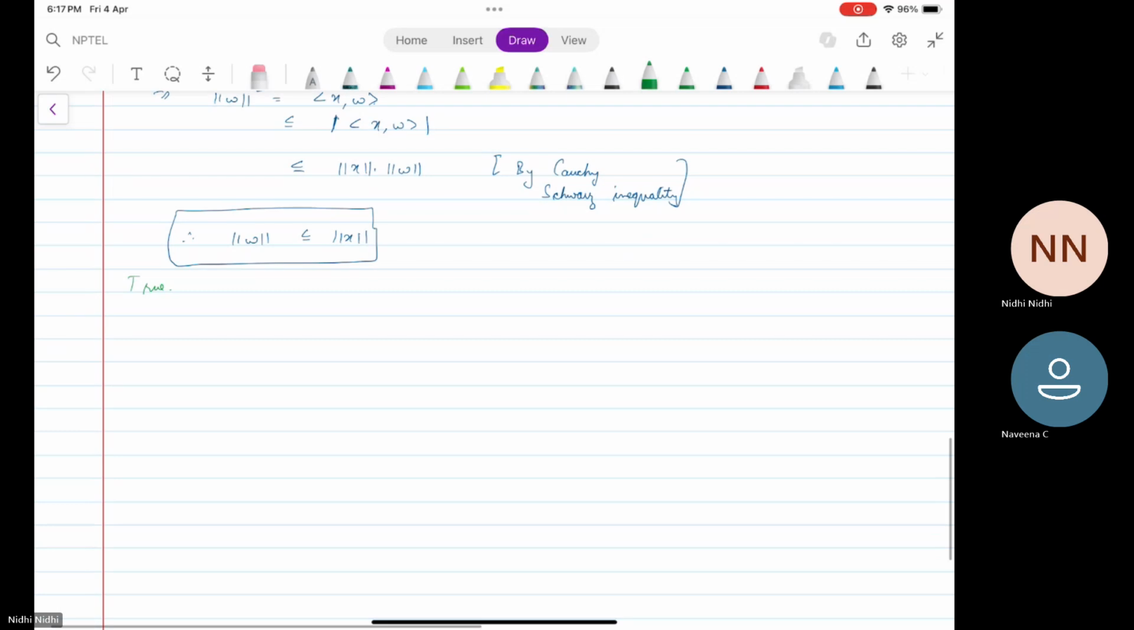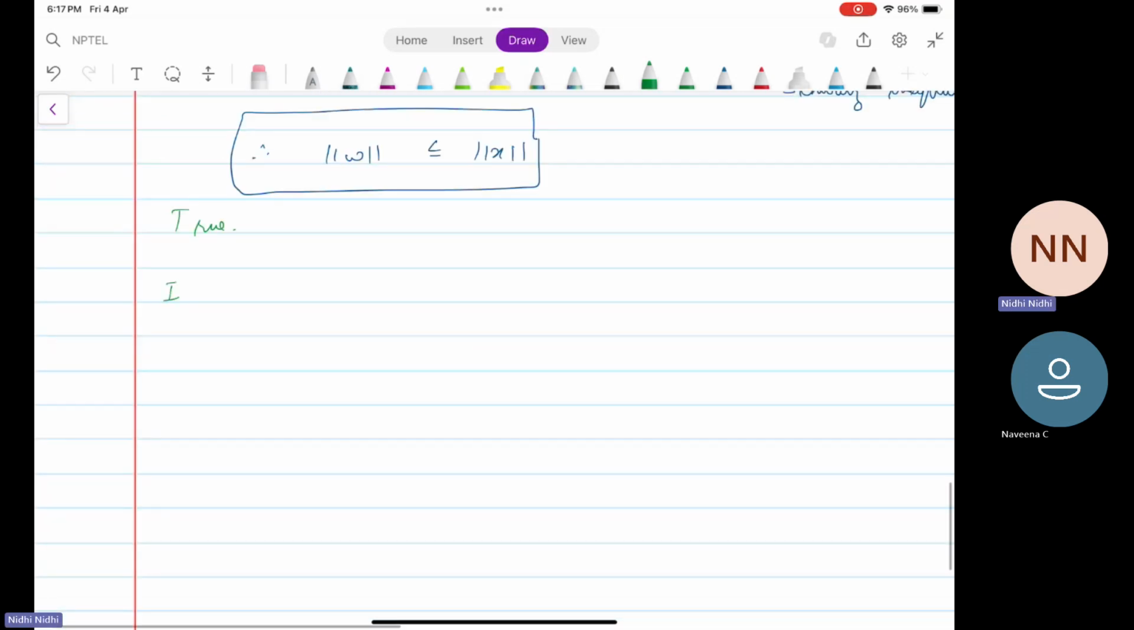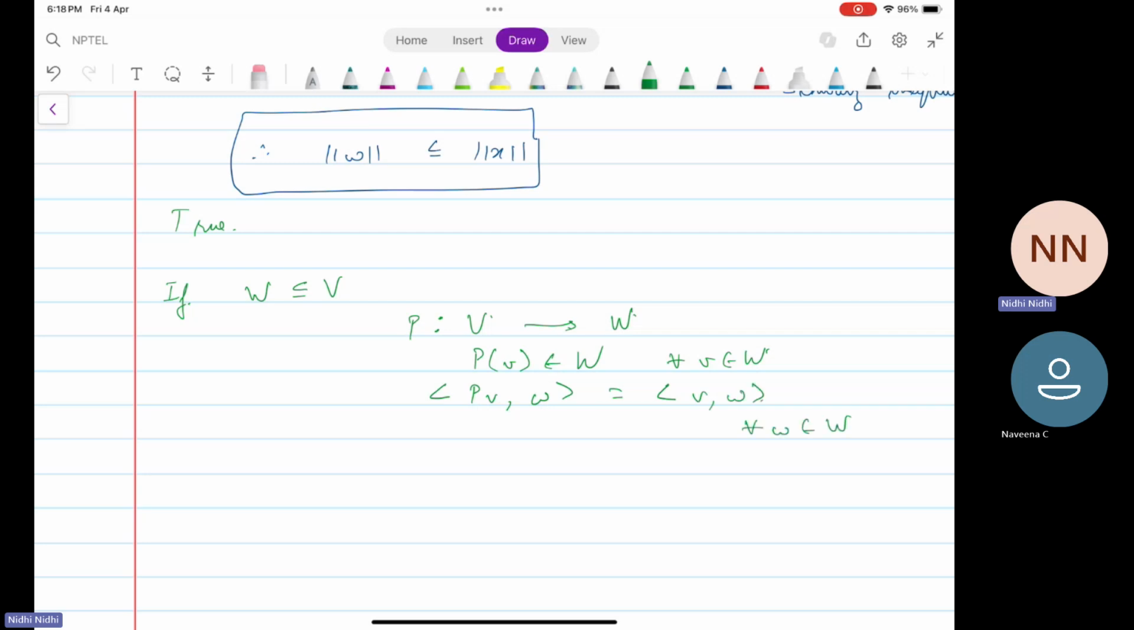So let me recall. If W is a subspace of some inner product space H, and P is a continuous linear transformation from H to W such that Pv belongs to W for every v in H, obviously this should be well defined, and this satisfies the fact that the inner product of Pv with w is equal to the inner product of v with w for every w in W, then we say that this P is the orthogonal projection of H on W.